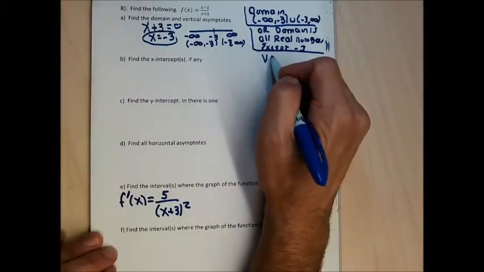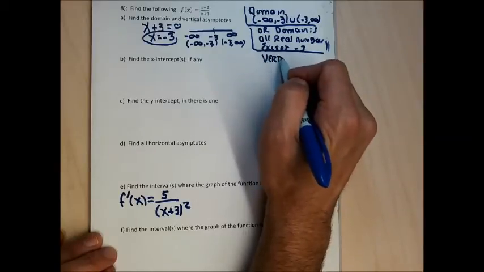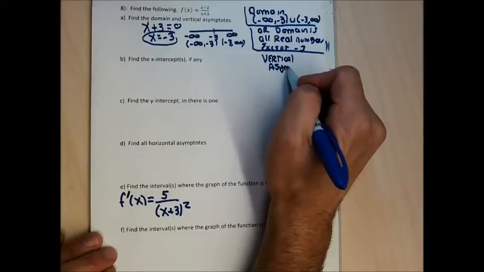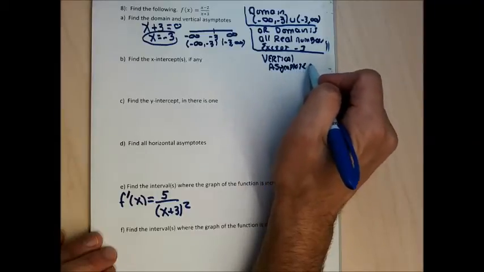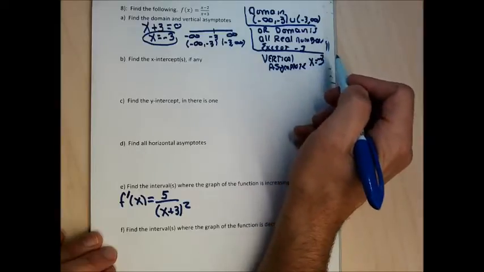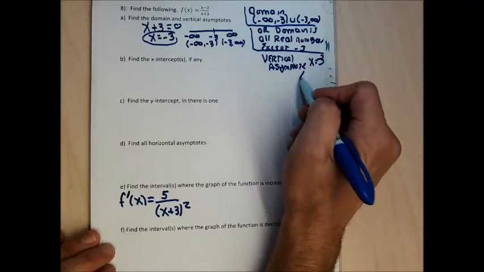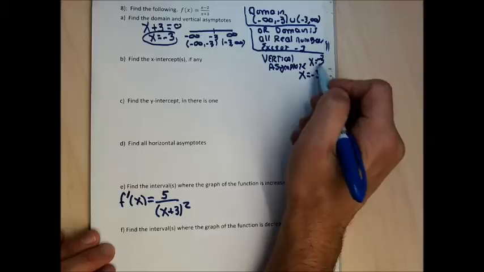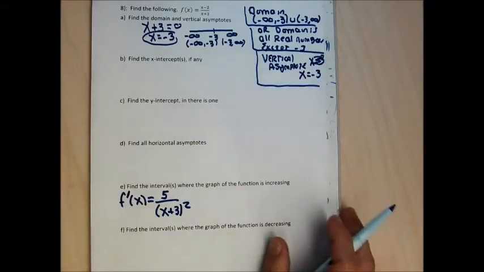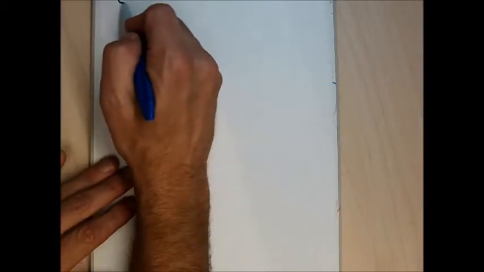So the vertical asymptote is going to be at x equal to -3. I don't know how readable that is. So the vertical asymptote is x equal to -3. So that's everything for part A. I have something to show on a graph. So I'm going to pull out my part where I'm going to do a graph, which apparently is part K for this.